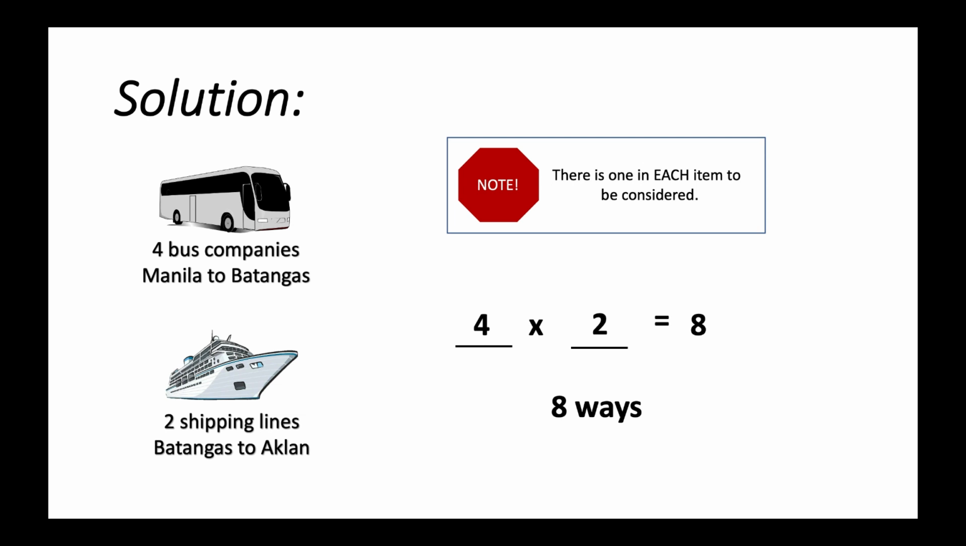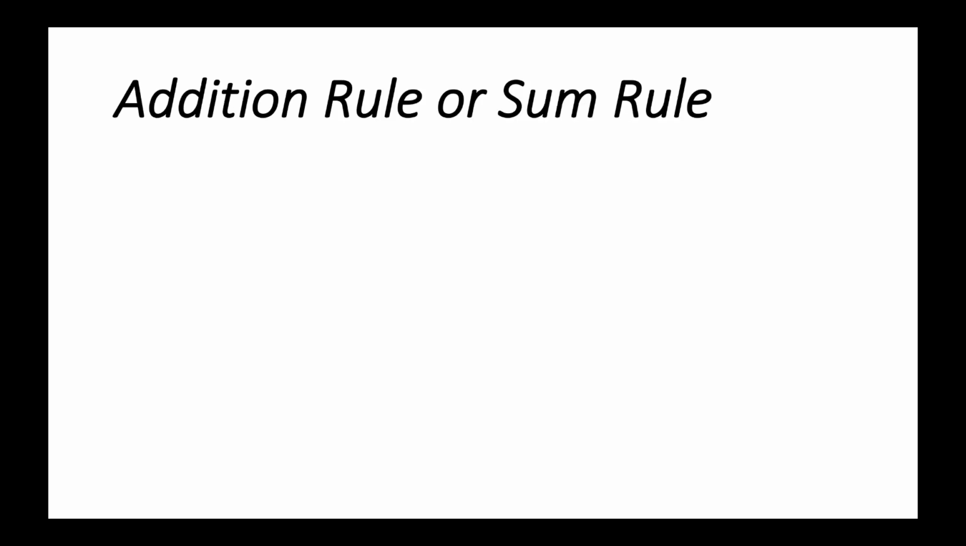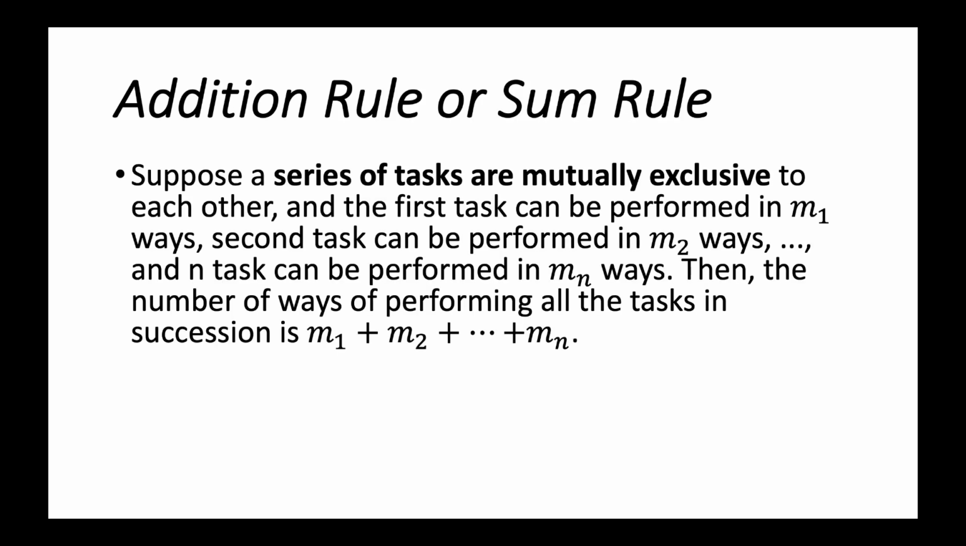How about the second rule, or the sum rule? The addition rule or sum rule. Suppose a series of tasks are mutually exclusive to each other, and the first task can be performed in m sub 1 ways, the second task can be performed in m sub 2 ways, and so on until the nth task can be performed in m sub n ways. Then the number of ways of performing all the tasks in succession is m sub 1 plus m sub 2 and so on plus m sub n.